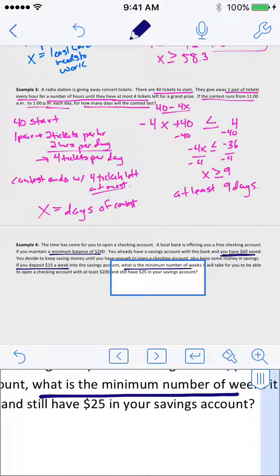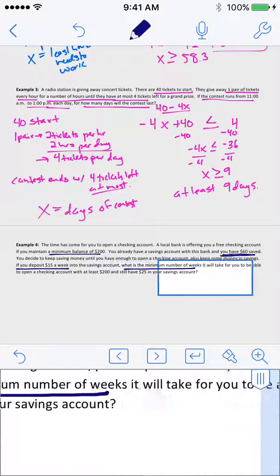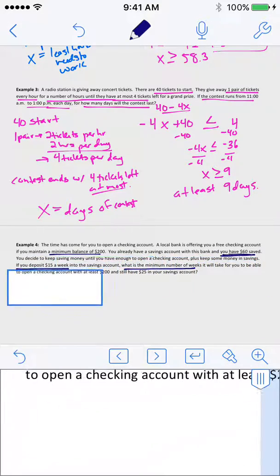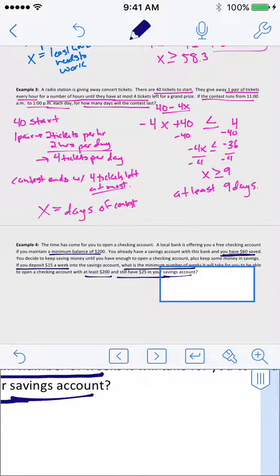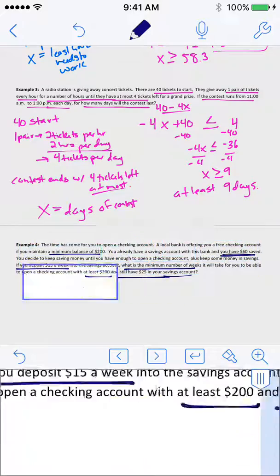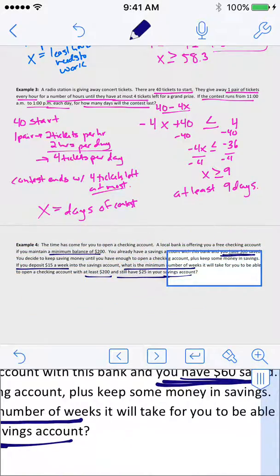What is the minimum number of weeks? That sounds like a question. It will take for you to be able to open this checking account with at least $200 and still have $25 in your savings. So, huge paragraph. I ended up underlining 5 things, right? So don't think again, huge paragraph, super big problem.